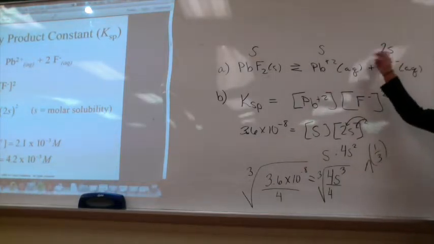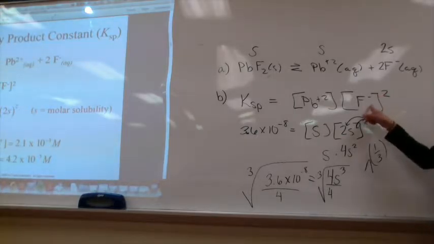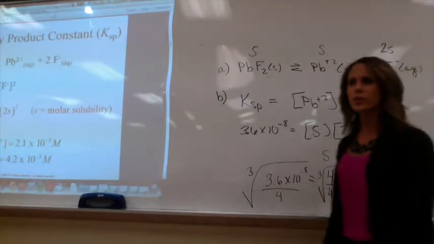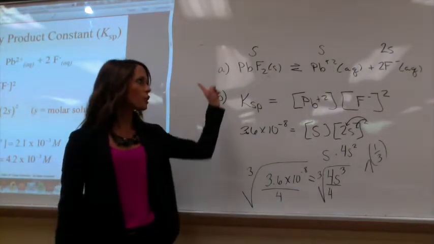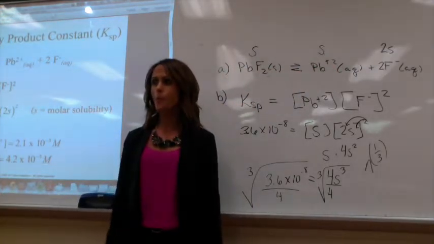If you don't write this on the top of your equation, some of you, not all of you, will go and put 2S in here and then square it. I don't know why you'll do that, but you will. So if you take my advice, you're going to put your S's and everything above it before you start. Okay?